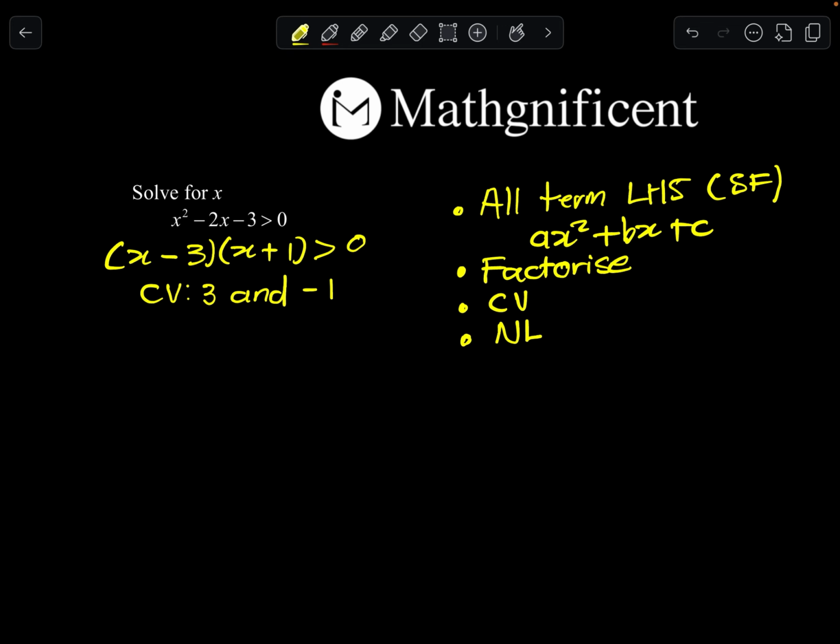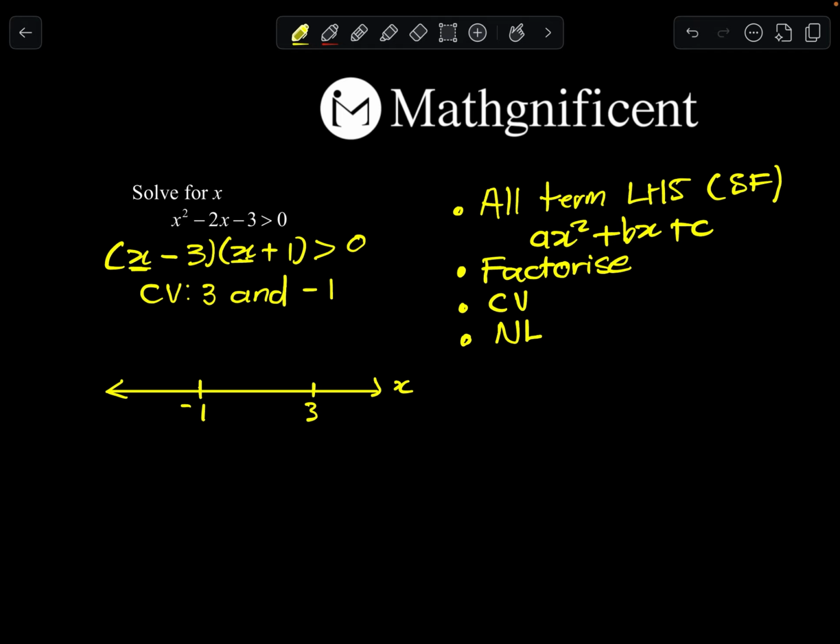After finding your critical values, you draw your number line and write these critical values on it. This is our x-axis. We would have -1 here, then 3 here. You write the smallest one first, then the largest one after. Then you look at the coefficient of x squared. You can check it by multiplying this x and this x here. You're going to get positive x squared.